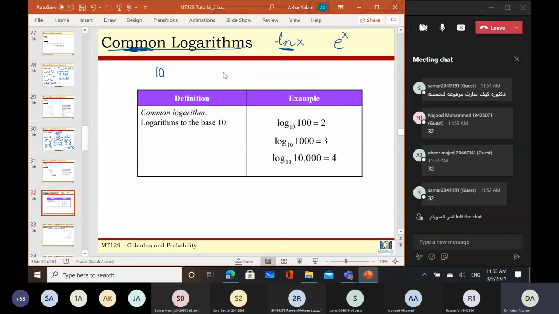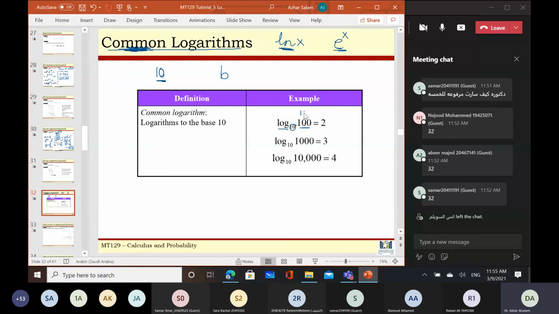Okay, أنا ممكن الأساس which is the base B could be any value. But the most usable one is the base e. I call it the natural logarithm. And also I have the common logarithm. الأساس الشائع أو الأساس الأكثر استخداما which is the base 10. Logarithm الأساس 10.